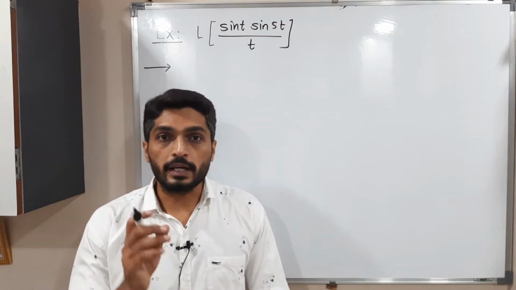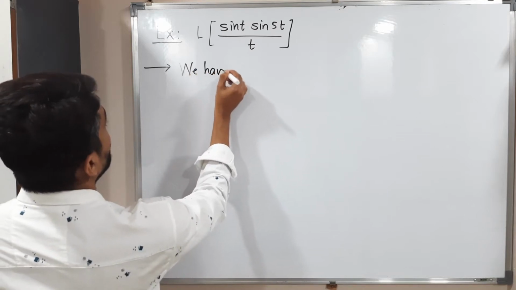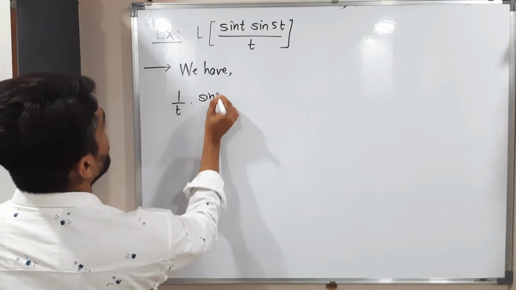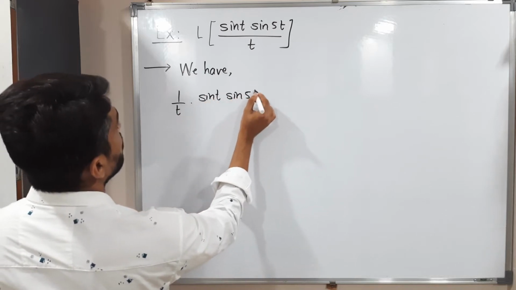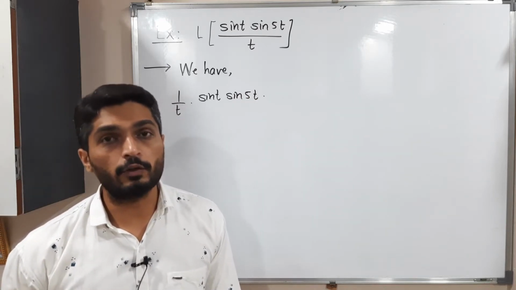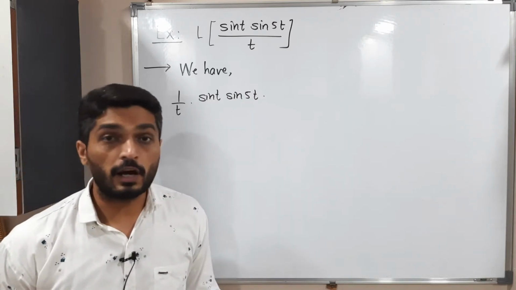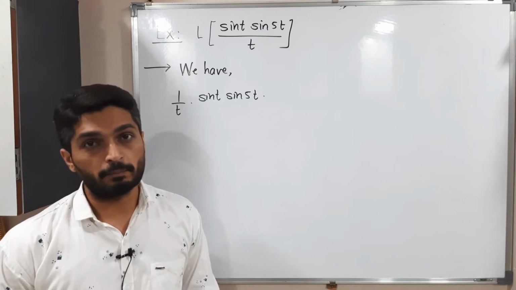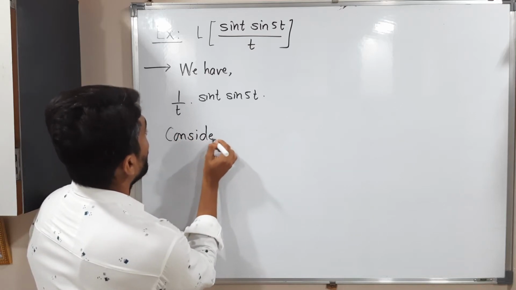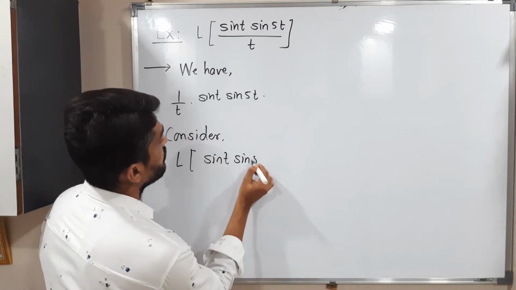Okay, so I will write the given function properly first. We have 1 by t, sin t into sin φt. As you can see, there is 1 by t, so definitely we have to use effect of division by t. So what will we do? We will consider this function first, and after that we will use effect of division by t. So I am going to consider these two functions simultaneously. Consider Laplace of sin t sin φt.